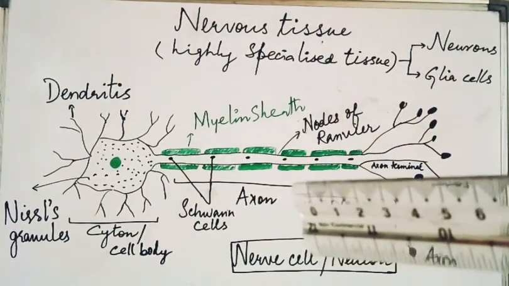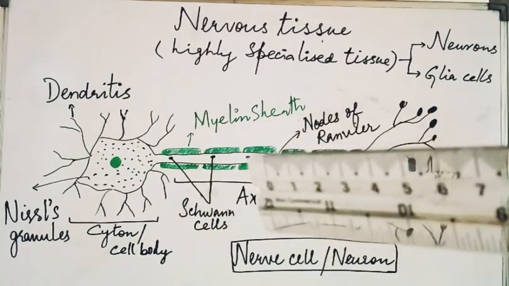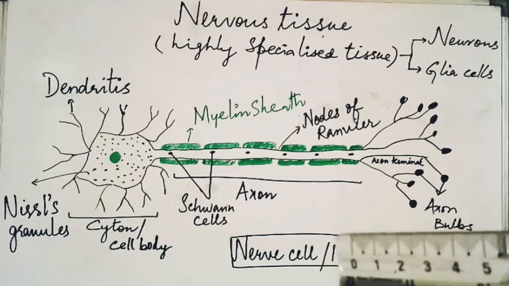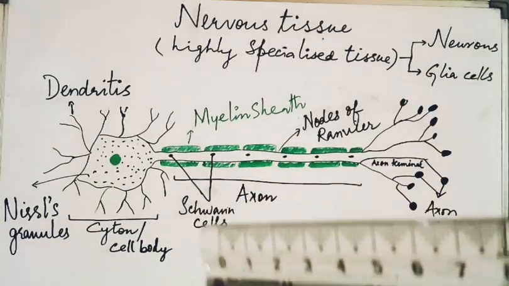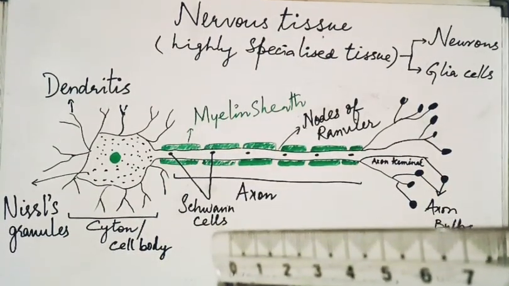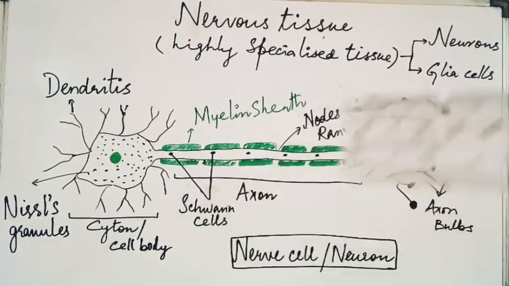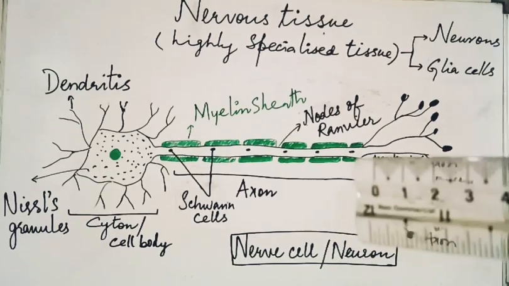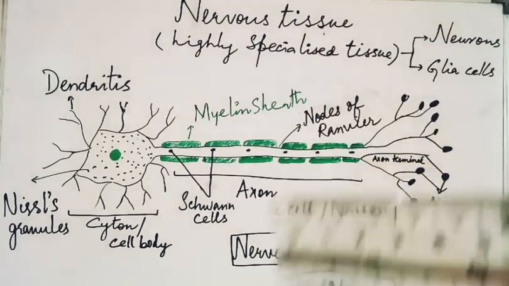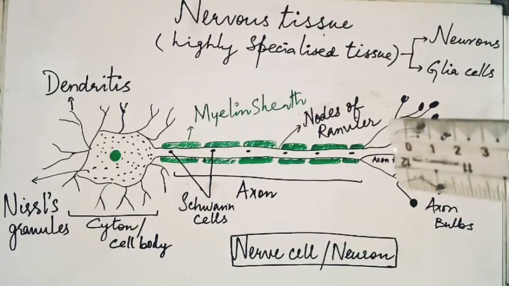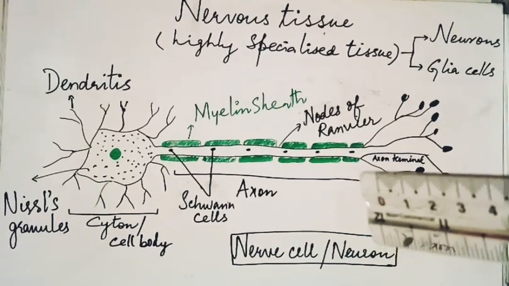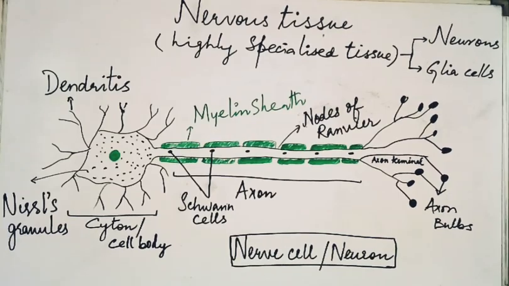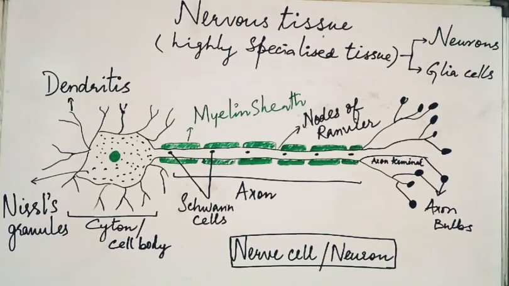Axon, here you have to remember that axons contain myelin sheaths. Myelin sheaths act as insulators. Fine. And these myelin sheaths are secreted by Schwann cells. Now these Schwann cells, you have to remember that these are glia cells. Fine. So such a type of nerve cell where you can find the myelin sheath is called a myelinated nerve cell. And if there is no myelin sheath, then it will be called a non-myelinated nerve cell.